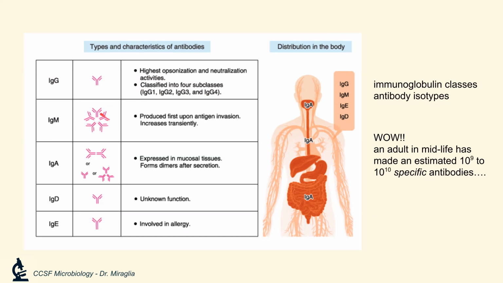IgM has a really interesting pentavalent structure, and this is actually produced just in the very beginning of an infection. And usually what happens is the B cells that make IgM, we call it class switching, they'll switch to IgG after a certain period of time. But usually in a new infection, we see IgM predominate, and then as your immune system gets a handle on things, it switches to IgG.